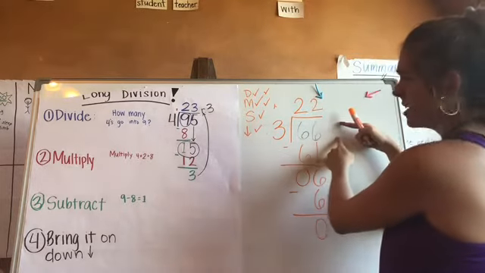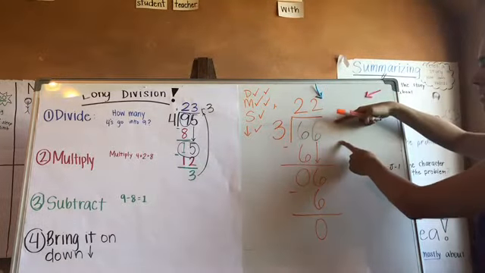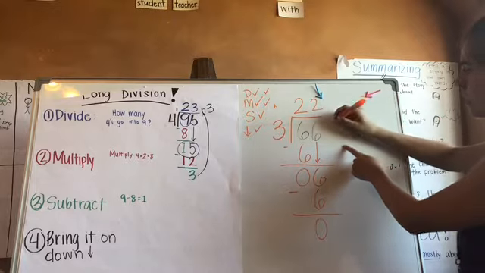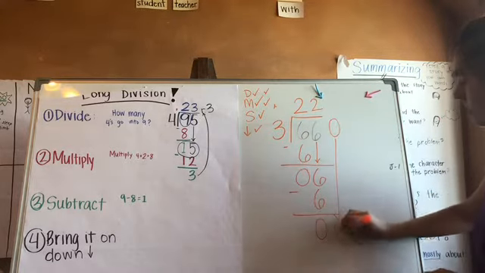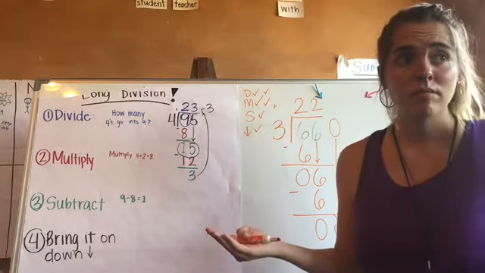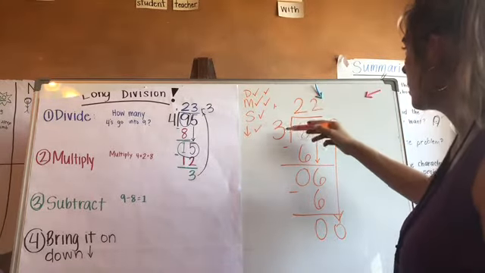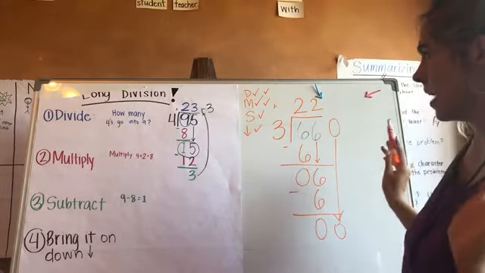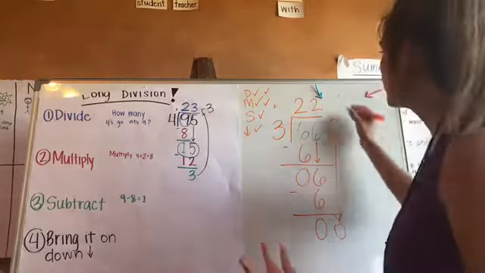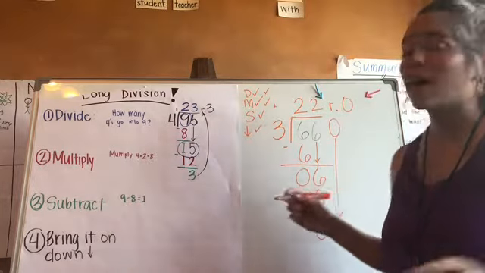Is there anything to bring down? Can we bring anything down if there's nothing there? Well, we're not done with the problem, so maybe. If we're going to bring anything down, we're going to bring down a 0. Does 3 go into 0? No, it doesn't. So, 3 goes into 0 no times. So that means we have a remainder, a leftover. How many are remaining? 0.